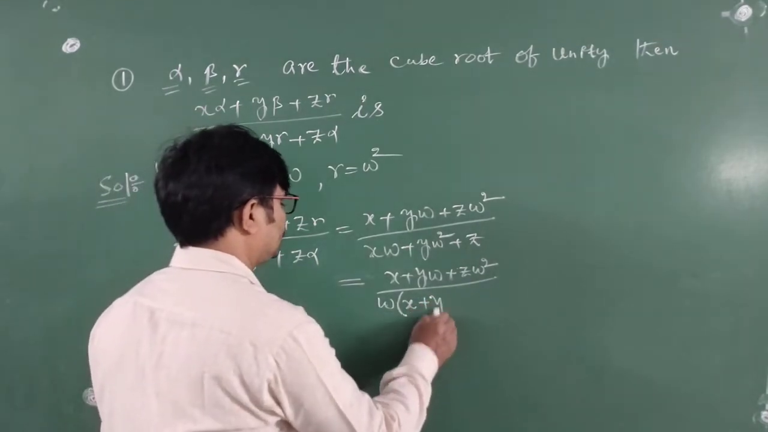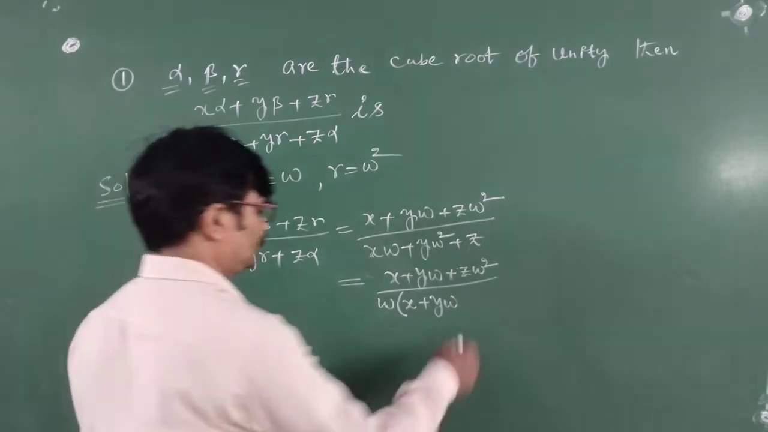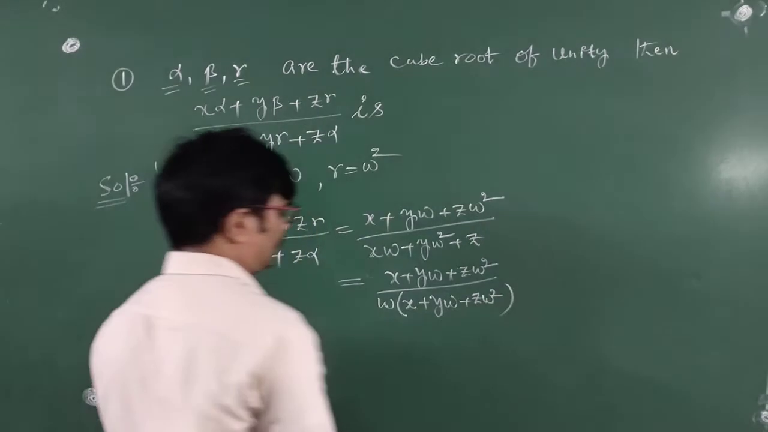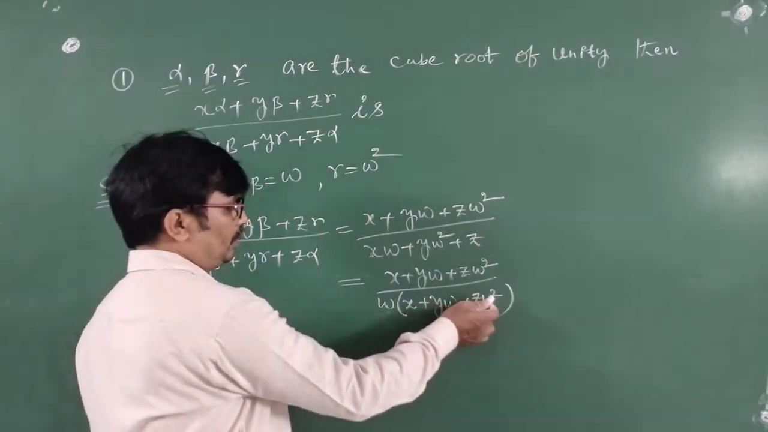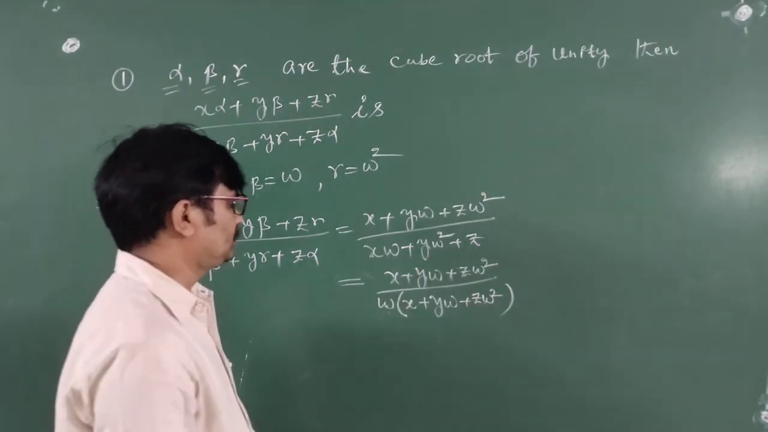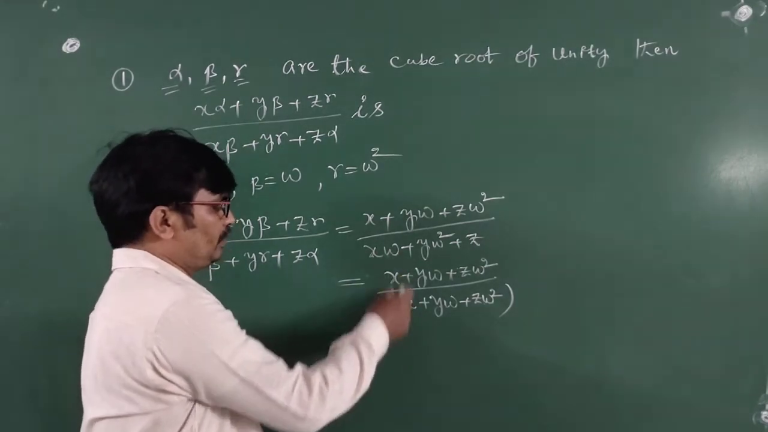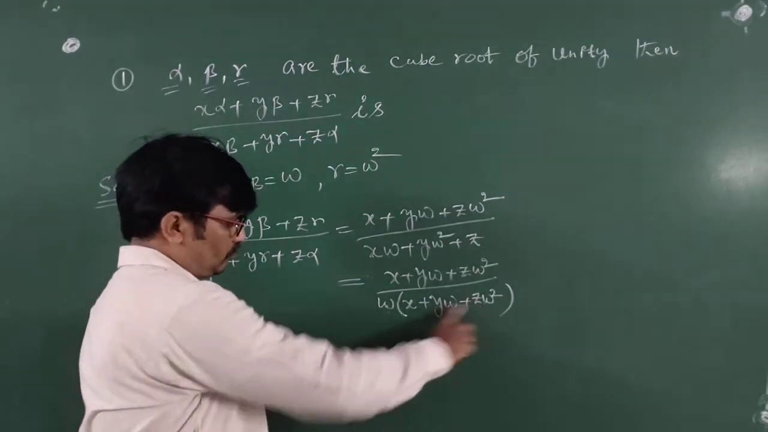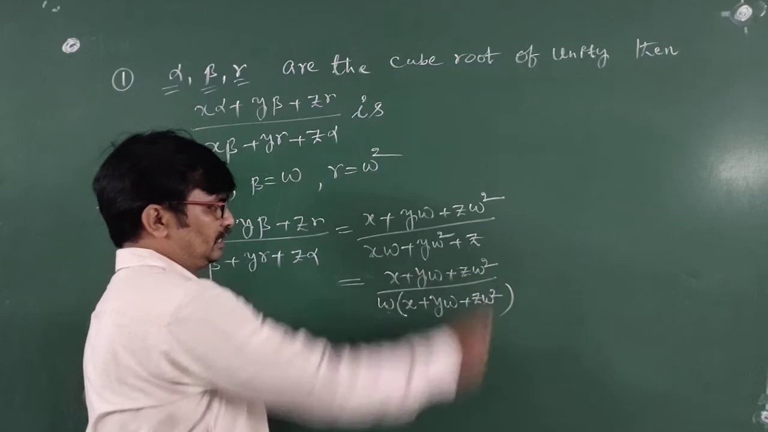After that, students, omega into omega is omega square. Now z into omega square: omega into omega square is omega cube, and omega cube is 1, that is z. So what we observed, when we are taking omega as common, that is x omega, omega into omega, omega square into omega is omega cube, that will be 1, that is z.